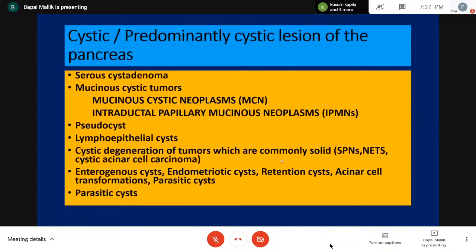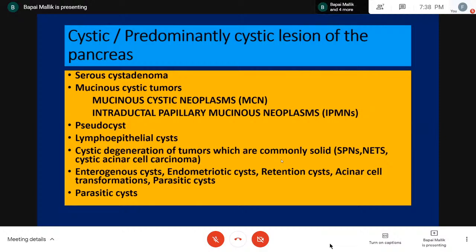So what are the cystic and predominantly cystic lesions of the pancreas? This is the list of the common lesions and some uncommon lesions. At the top of the list, you have serous cystadenomas. Then you have the very important group of tumors which play a very important role. Mucinous cystic tumors, which comprise two different kinds of tumors, mucinous cystic neoplasms or MCNs and intraductal papillary mucinous neoplasms, which have other subtypes. I'm going to talk about them later on.